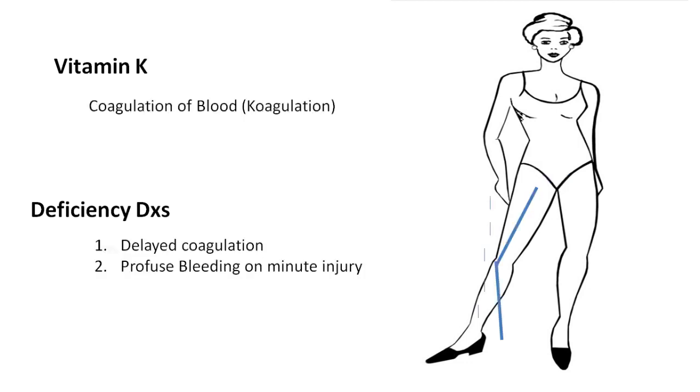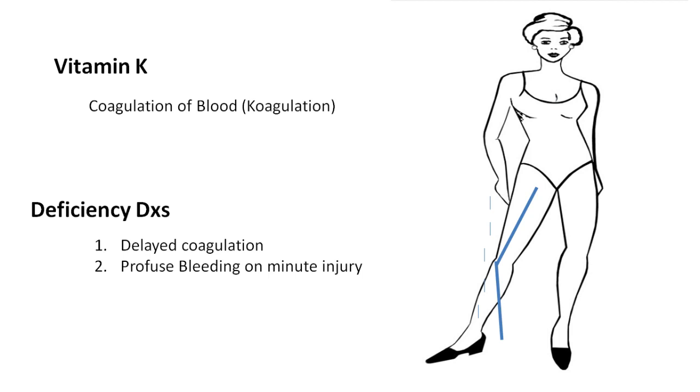Now let's talk about vitamin K, the next one. You can go further down and you can see the knee. You come to the knee, and if you bend it in this way, it makes kind of a K. And the knee is often injured while playing, you know that. So it helps in the coagulation of the blood. You can remember from K, that is coagulation. Its deficiency will cause delayed coagulation and profuse bleeding on minute injury. So that's vitamin K.